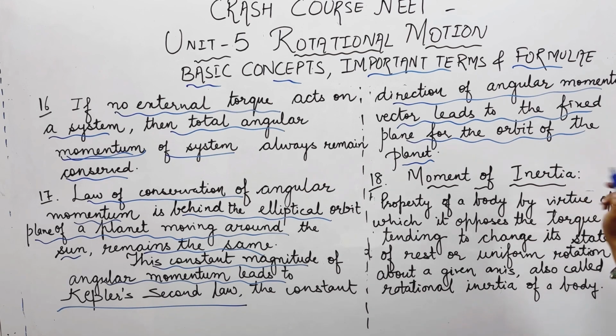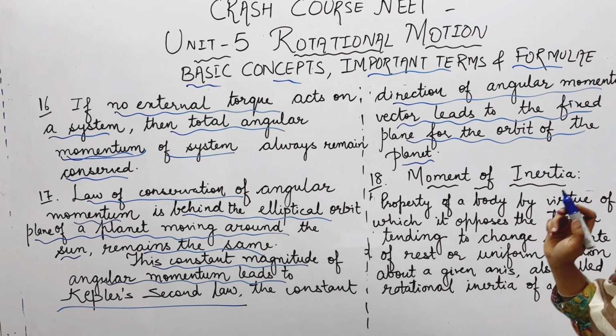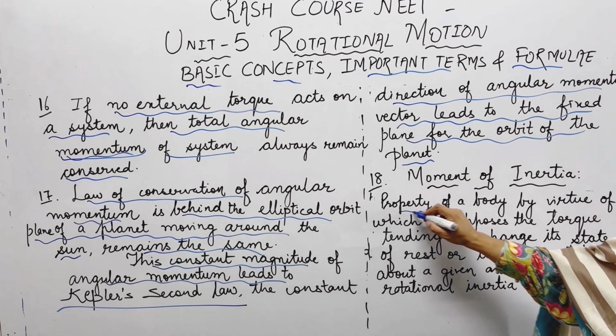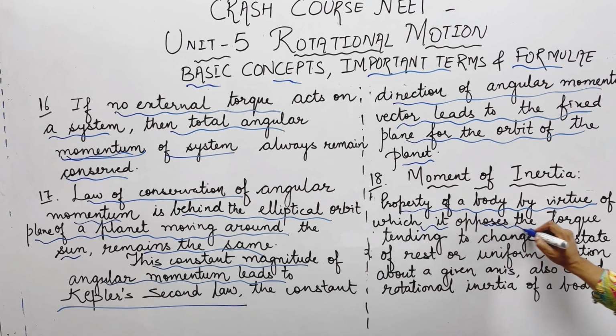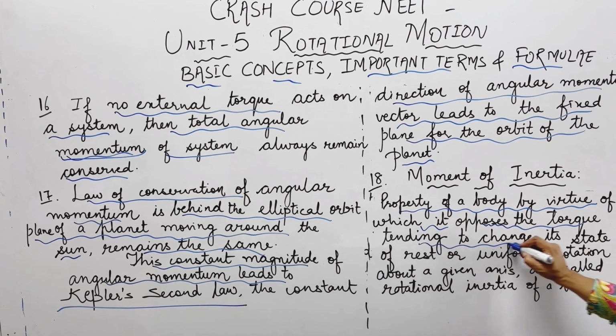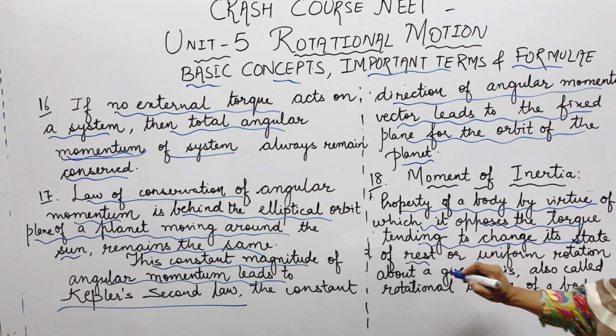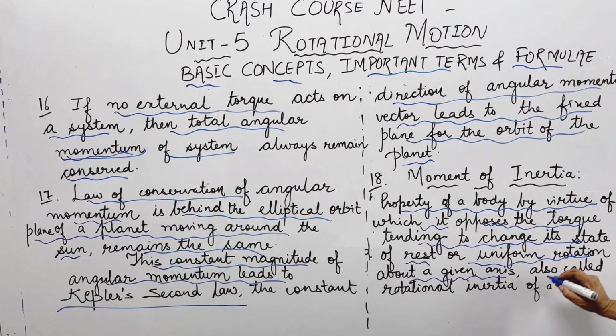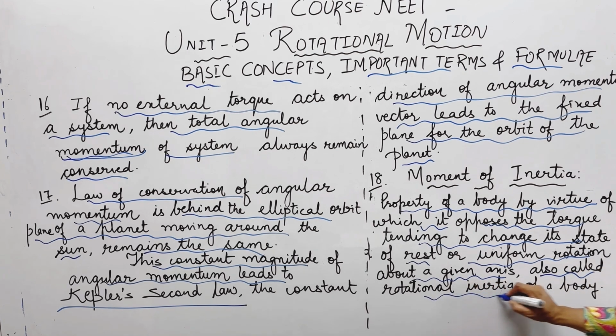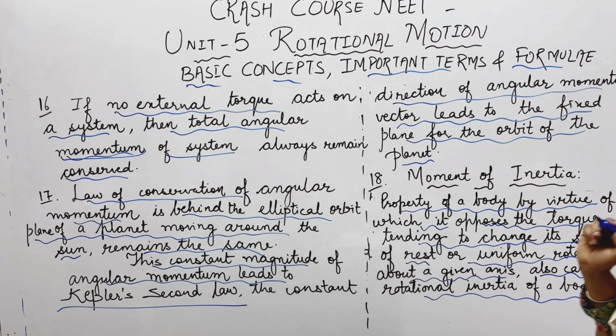Next is about the moment of inertia. Its physical meaning: it is a property of a body by virtue of which it opposes the torque tending to change its state of rest or uniform rotation about a given axis. This is also called rotational inertia of a body.